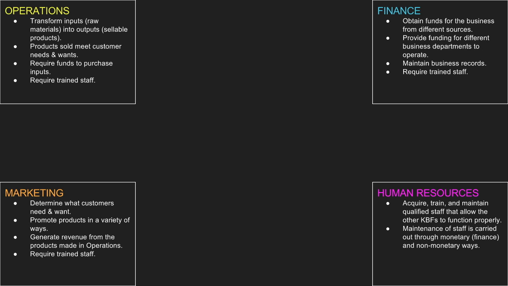And then finally, human resources. They acquire, they train, and they maintain the qualified staff that allow themselves and the other KBFs, the other key business functions, to actually function properly. Without them, the other functions really don't work because there's no one actually being hired or being trained or being paid to carry out work. Now, the maintenance of staff is carried out through monetary and non-monetary ways, and one way that they the monetary really comes from finance. The finance department needs to have the money to be able to actually pay the workers, and that money generally will come from the profits made through selling the products via marketing that the operations department made.